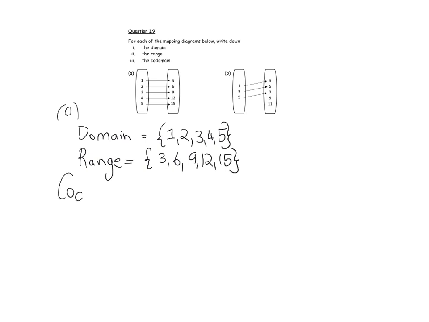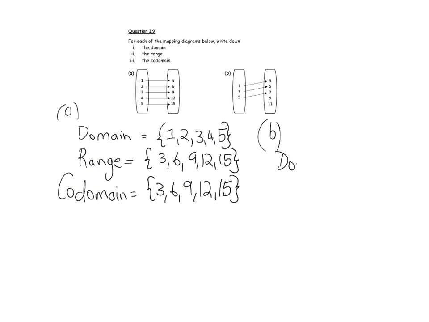And finally the codomain. The codomain is what could come out of the function. And what could come out of the function is 3, 6, 9, 12, and 15. So again, here we have the range and the codomain are the same. For B, the domain, again, is what we put into the function. So the domain is 1, 3, and 5.